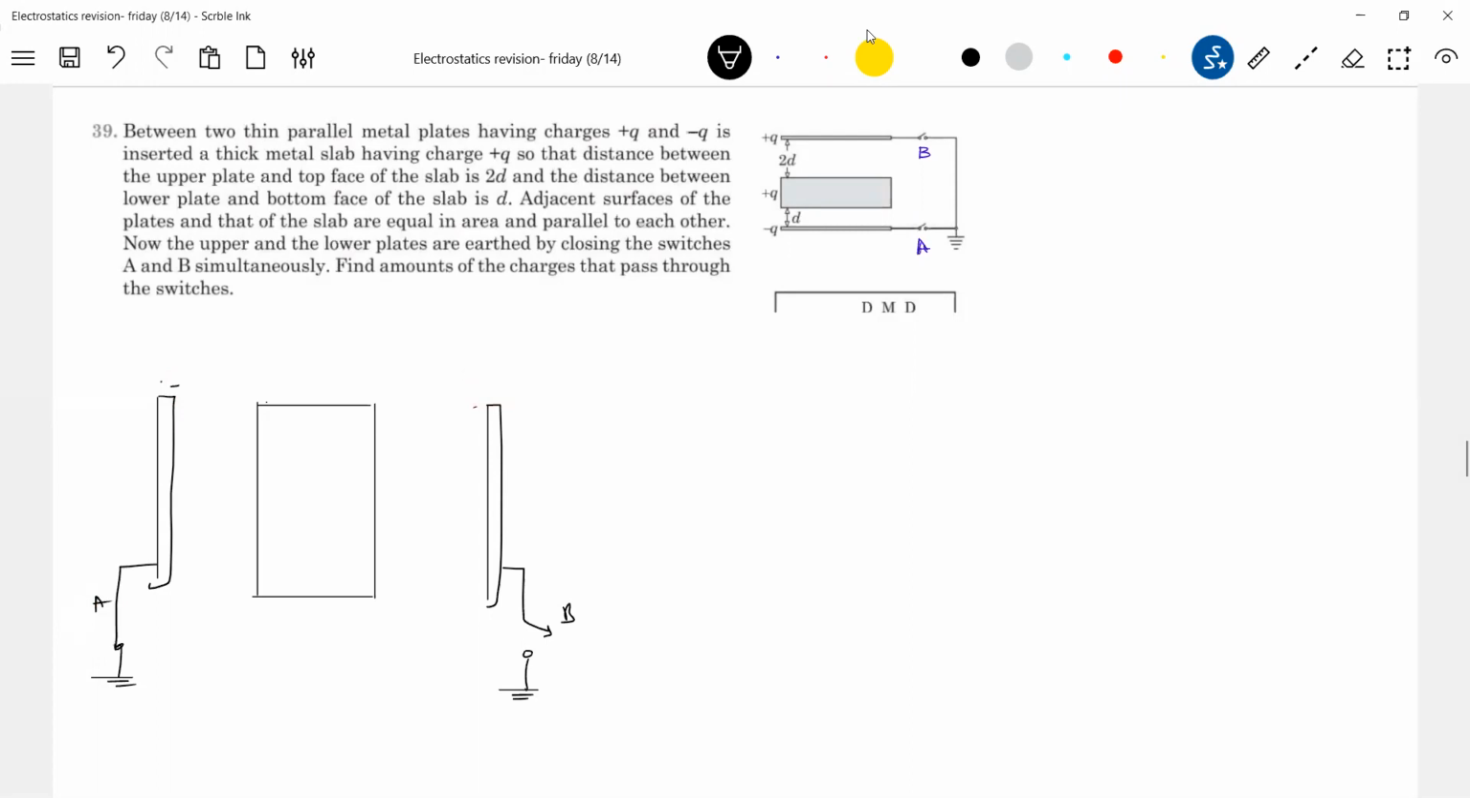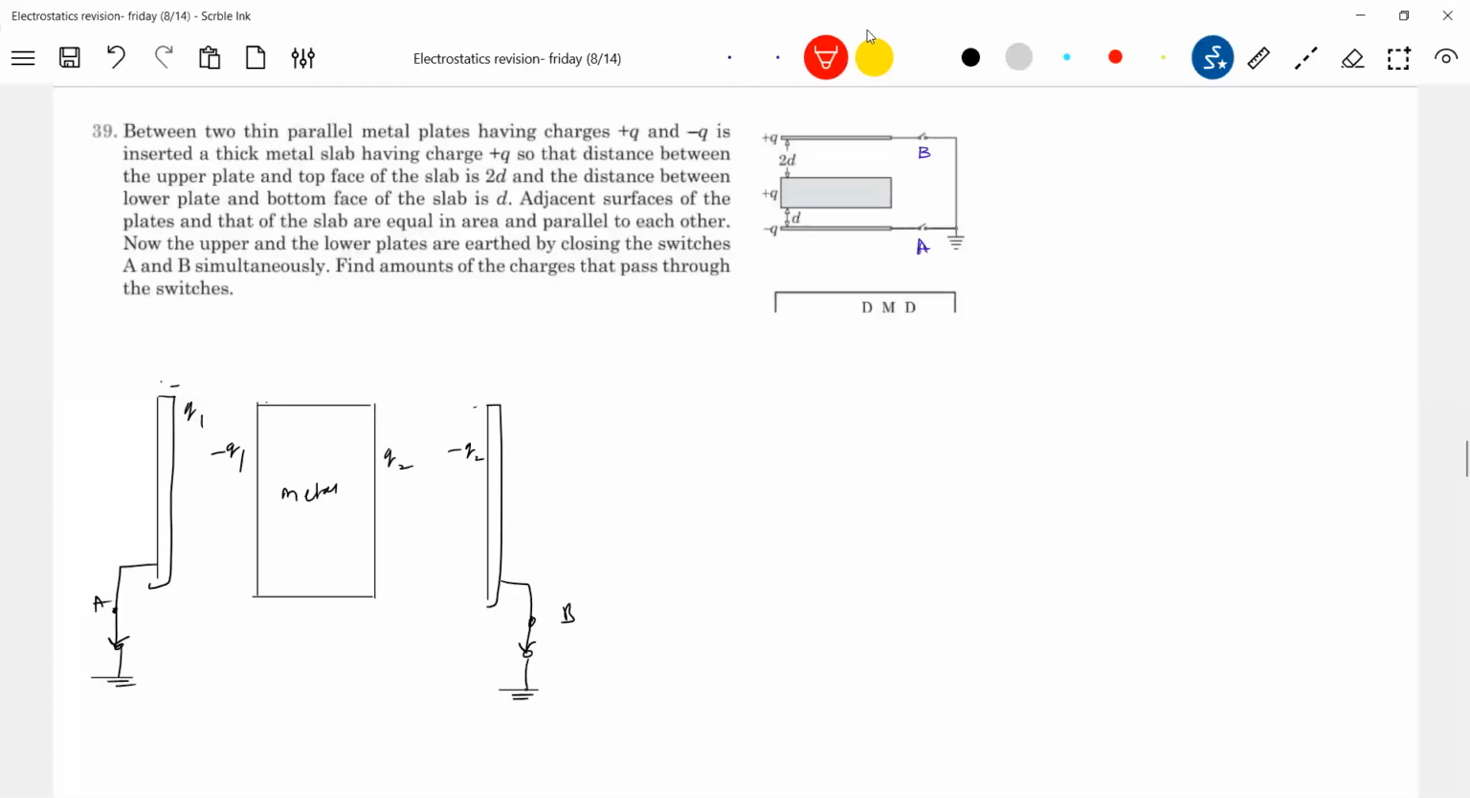Why redraw the same thing again? Let's directly get into the problem. After closing the switch, what charge will flow through the switches? This is a metal, strictly, and these are metal plates. So what are the charges that will be? So Q1, minus Q1, Q2, minus Q2.